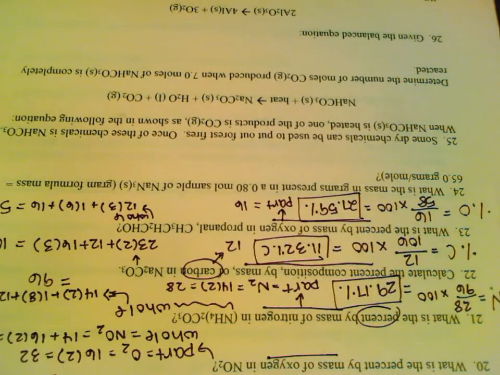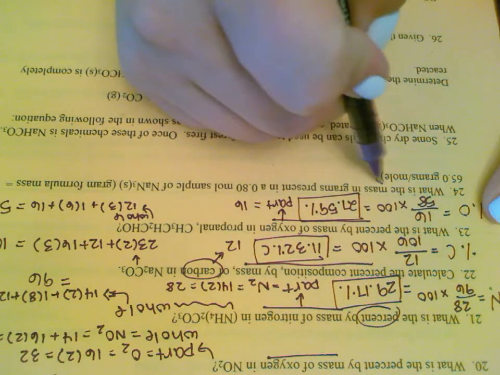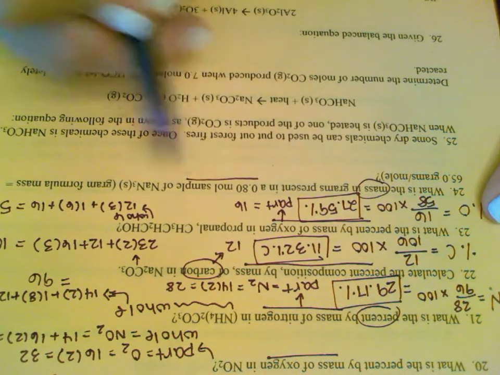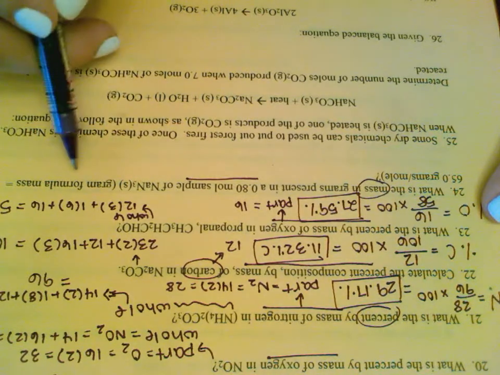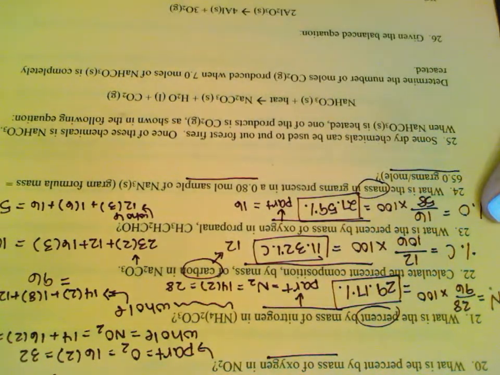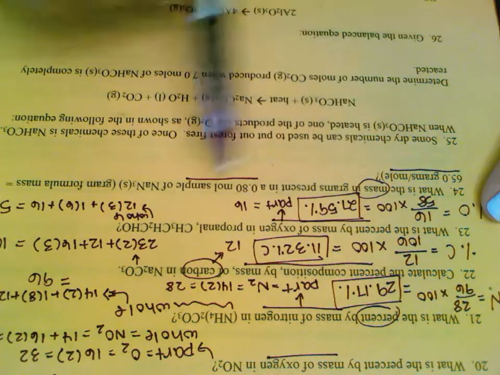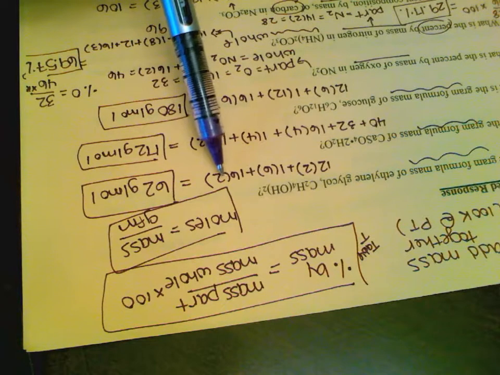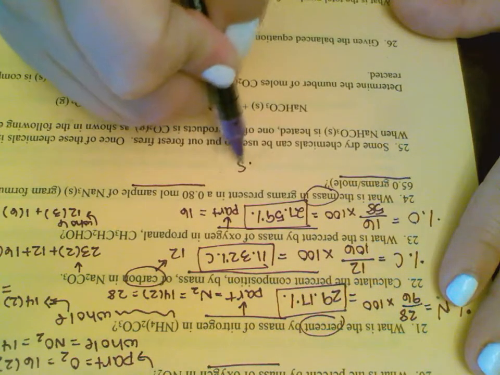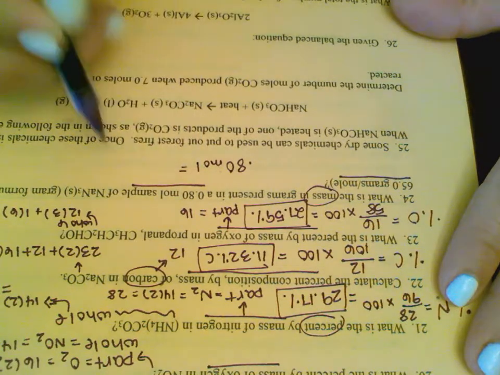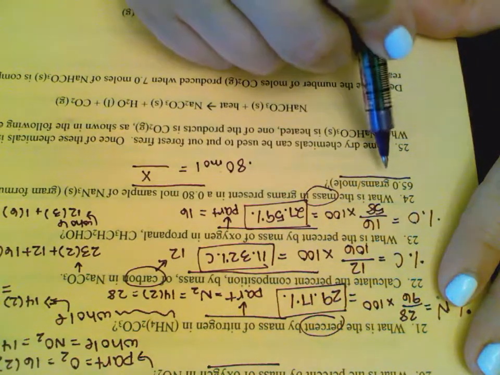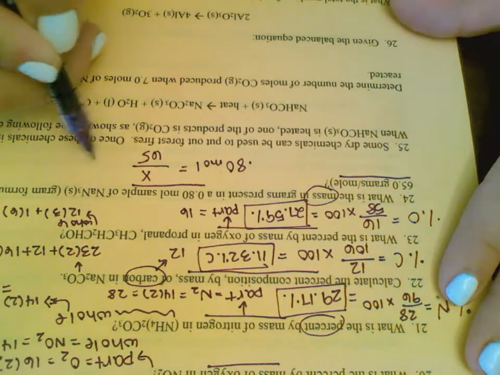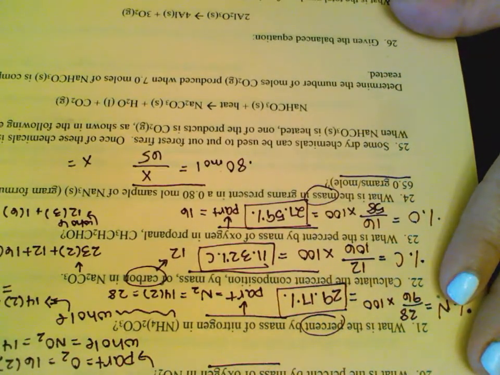Number 24, what is the mass in grams present in a 0.8 mole sample of NaNO3? They say the gram formula mass is 65 grams per mole. So they want a mass, and they're giving me moles and a gram formula mass. I'm going to look on my Table T, and use moles equals your mass over your gram formula mass. So I had 0.80 moles, that equals my mass, X, over my gram formula mass, 65. I'm going to solve for that X. So I'm going to get X equals 52 grams.